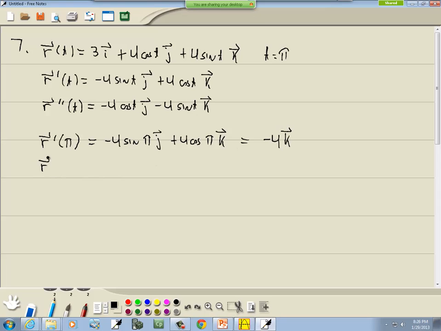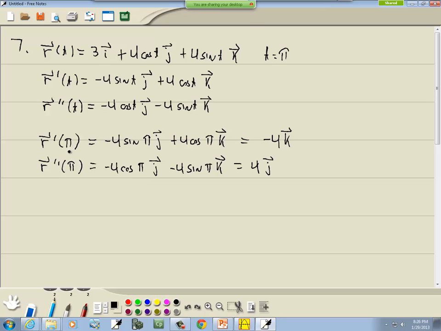And for our second derivative, we'll plug in pi for t. So this becomes negative 4 cosine pi j minus 4 sine pi k. Sine of pi is 0, so that drops away. Cosine of pi, we said, was negative 1. So negative 4 times negative 1 is 4, so this is equal to 4j.